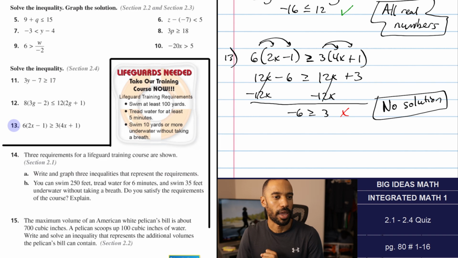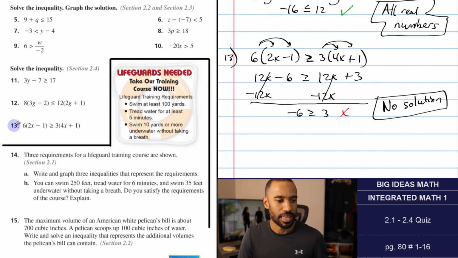Oh. All right. Number 14 uses this photo right here, I suppose. It looks like it has information we need to use.